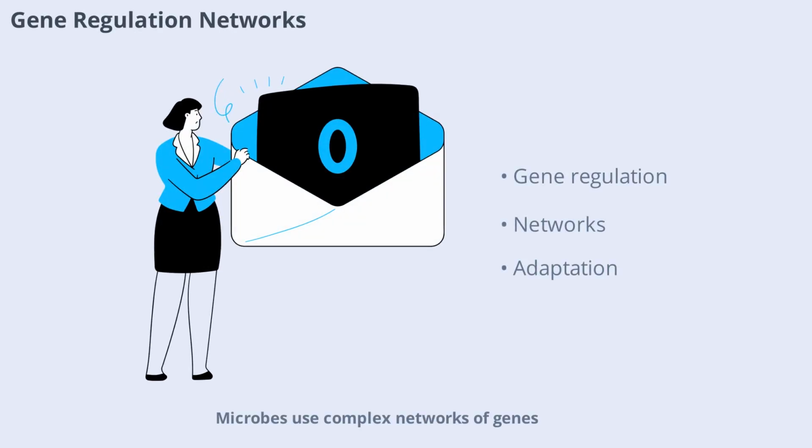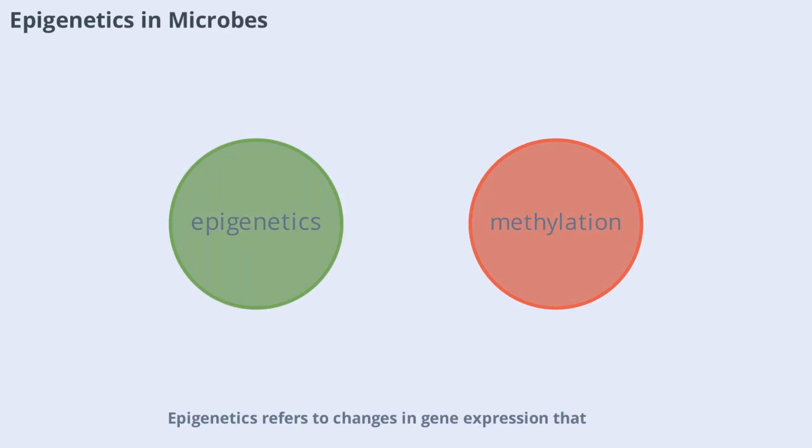Microbes use complex networks of genes and regulatory elements to control their functions. These networks allow microbes to sense their environment and adjust their behavior accordingly. By studying gene regulation, scientists can better understand how microbes respond to stress, interact with hosts, and carry out specialized tasks. Epigenetics refers to changes in gene expression that do not involve alterations to the DNA sequence itself.